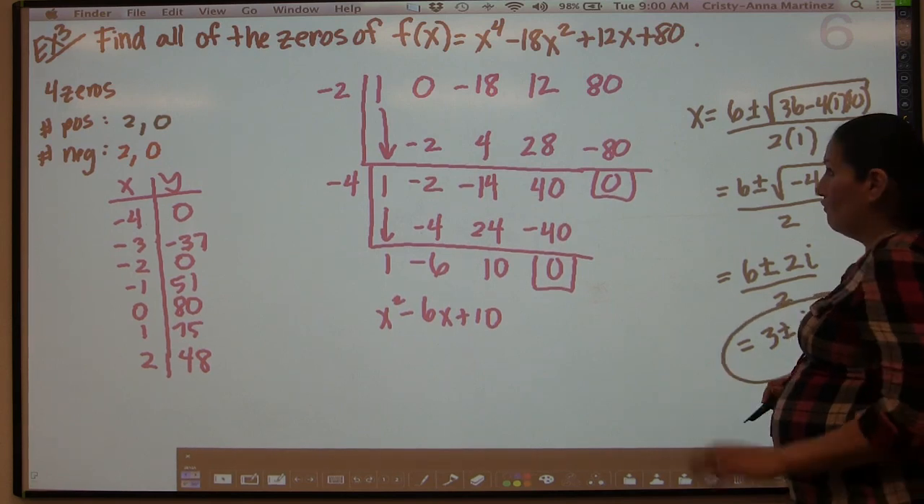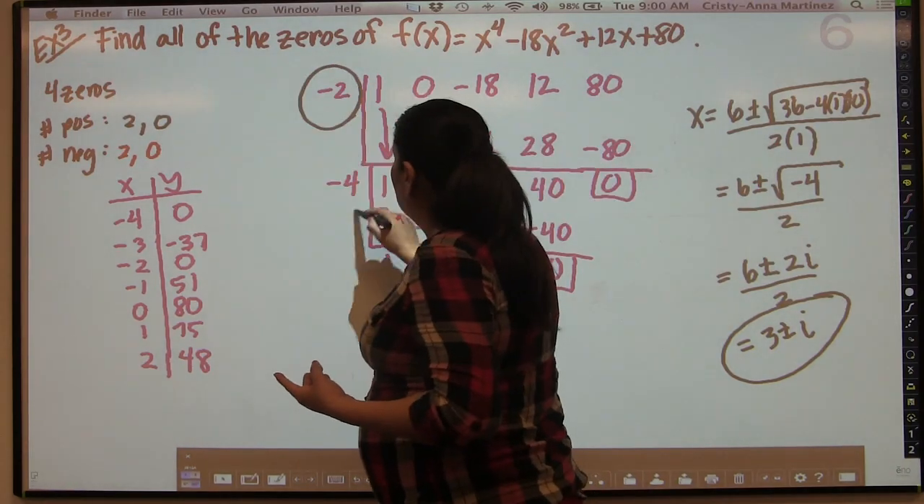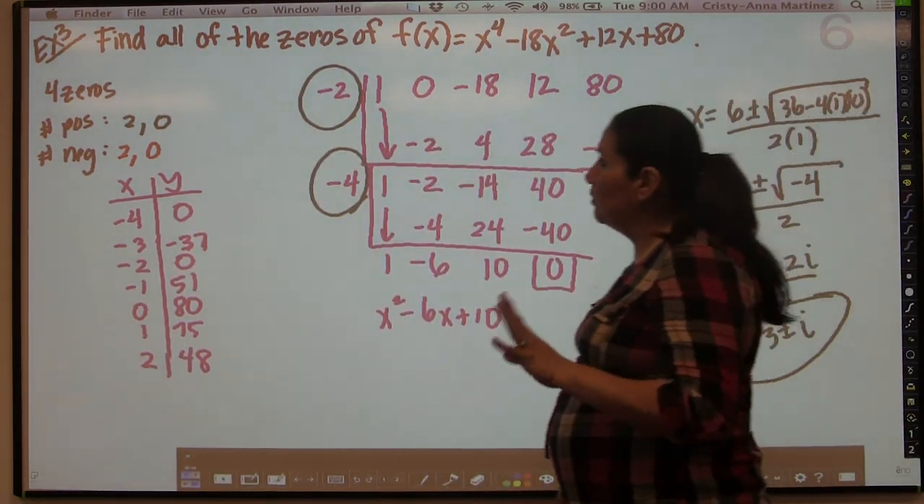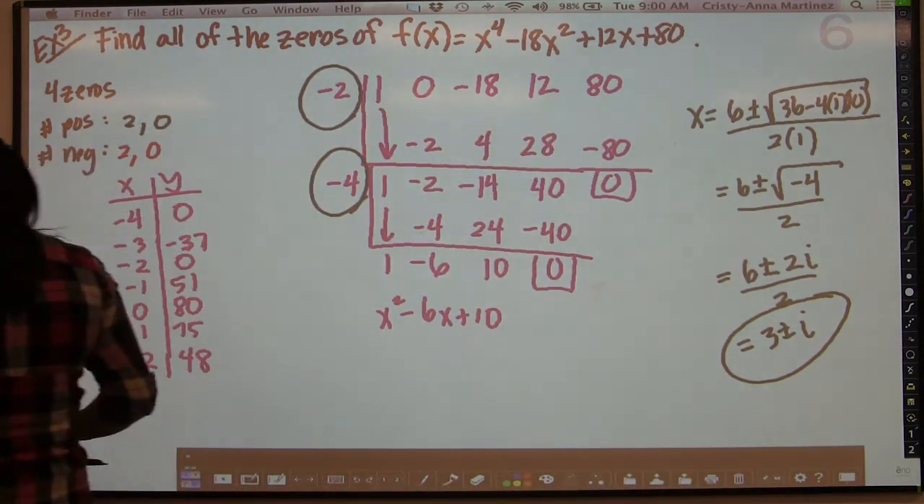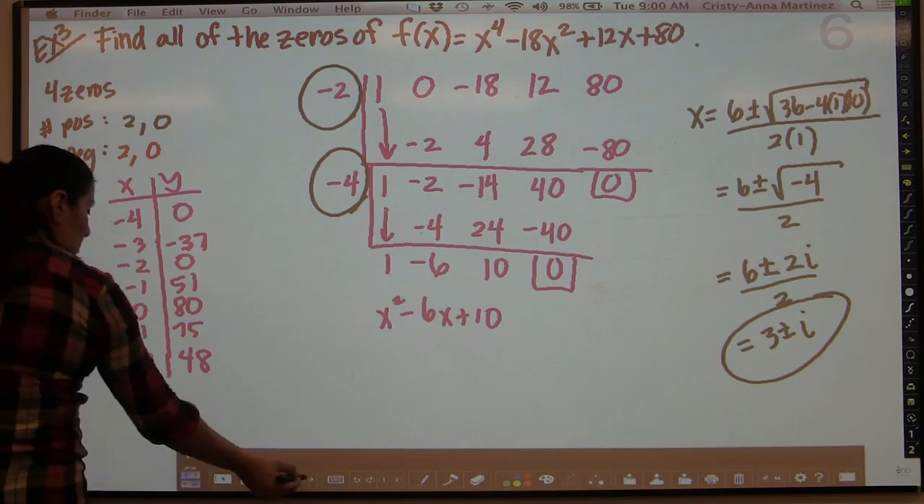So now we have our 4 zeros. We have -2, -4, and then 3 plus or minus i. So we have 4 zeros. And we're supposed to have 4 zeros because we knew this was a 4th degree polynomial. And that is how you do that.